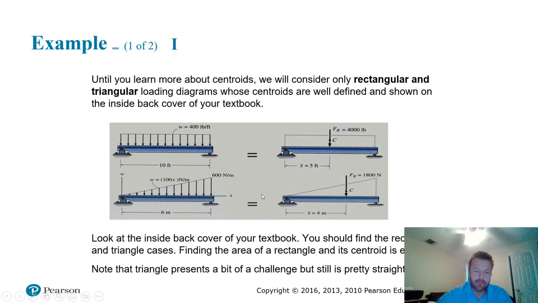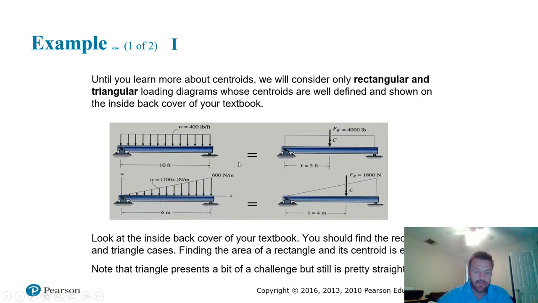For the case of the triangle, remember that the area is 1/2 the base times the height. So if the height is 600 newtons per meter and the base is 6, if you multiply those two things together and take 1/2, just take half of 6 to make it easy, that'll be 3. 3 times 600 newtons per meter is 1,800 newtons. And where do you actually place that?